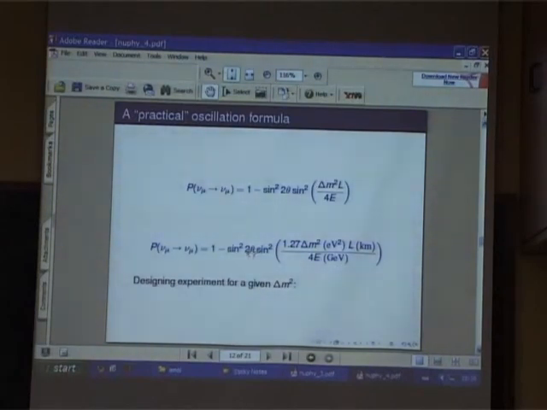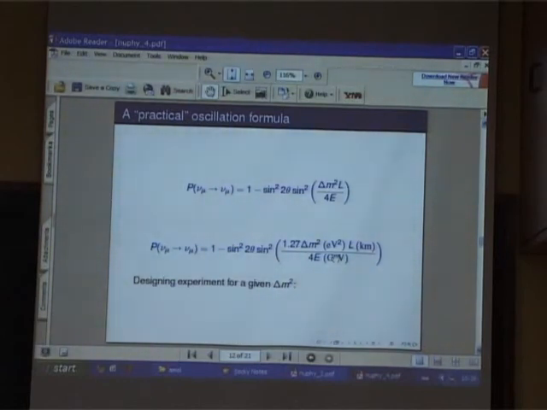See, sin square 2 theta is not in your hands. It's just something that is there. This term is the oscillating term. It's delta m square, L and E. But delta m square is not in your hands, though you know its value approximately. A is in your hands, E is in your hands. So we can adjust L and E very easily.